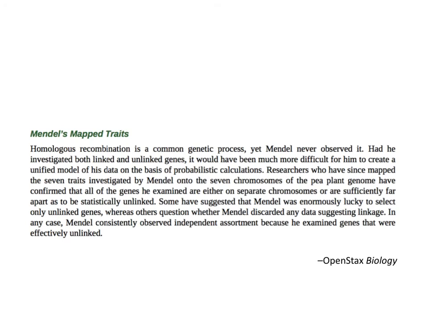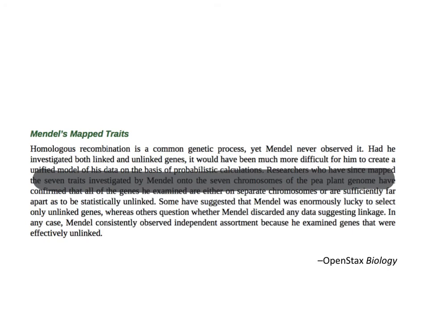So researchers have mapped the 7 traits. Here's the important part. They mapped the 7 traits onto the 7 chromosomes of the pea plant genome. So wait, he had 7 traits. This is odd. You look at 7 traits, and there are 7 chromosomes in peas. And was Mendel enormously lucky to select only unlinked genes, or as it says later down, did he find some evidence of linkage and then throw it out?